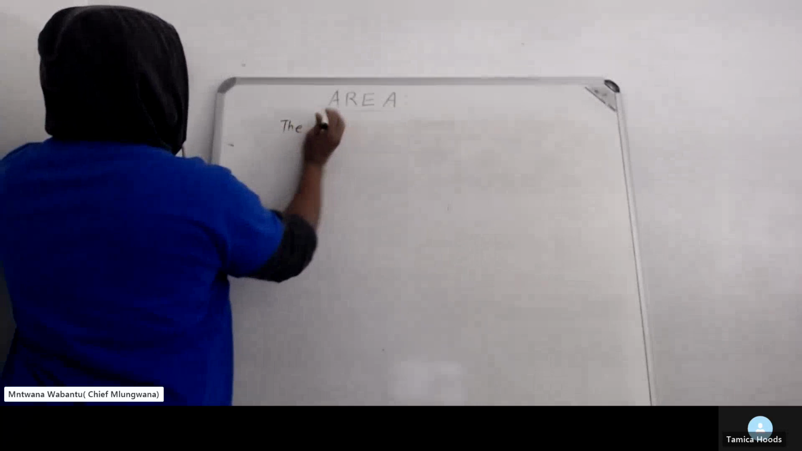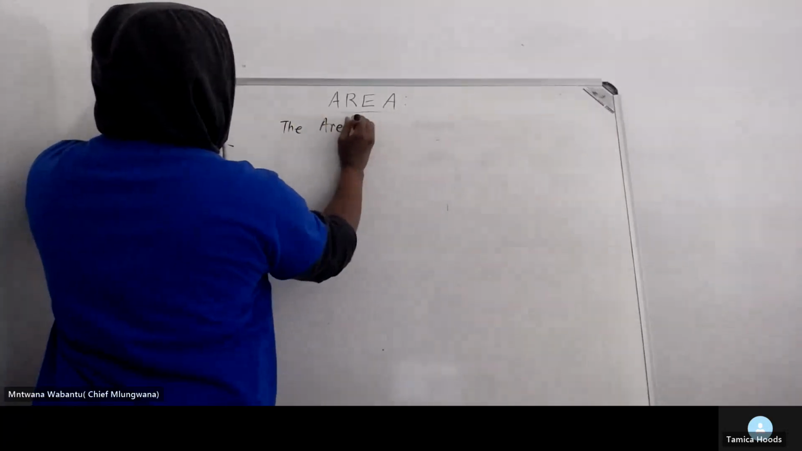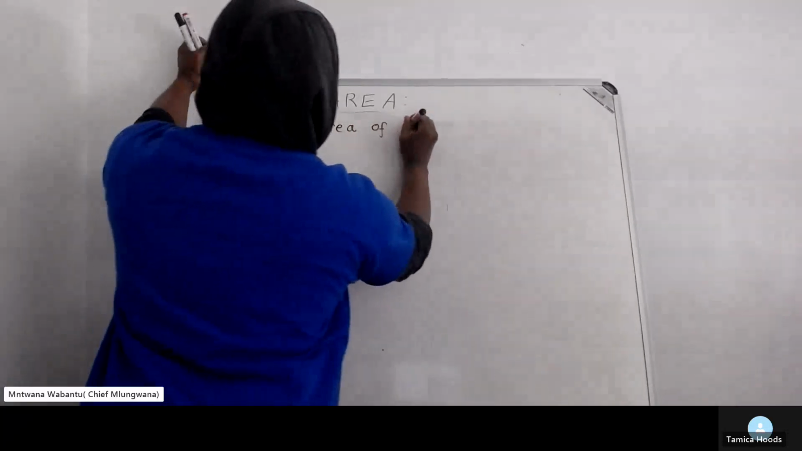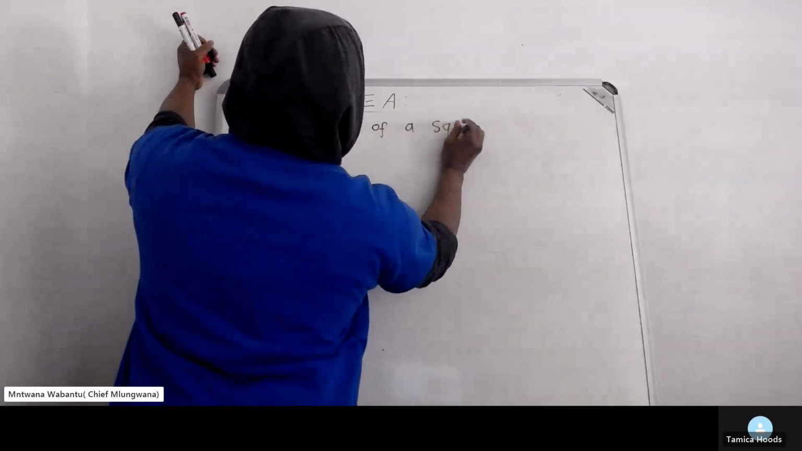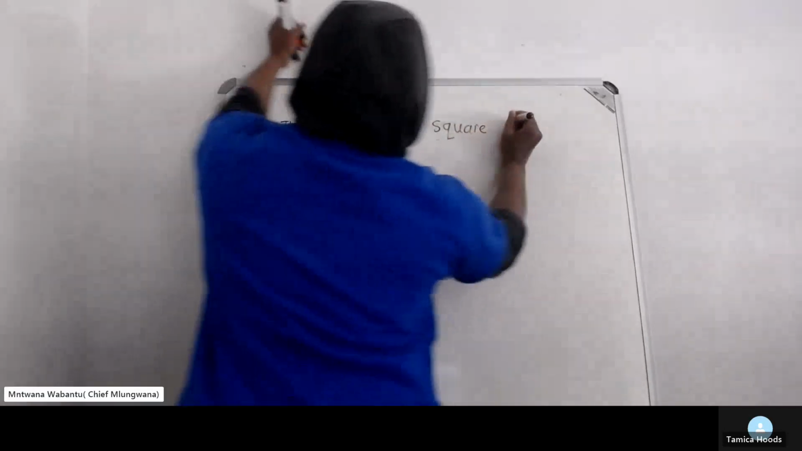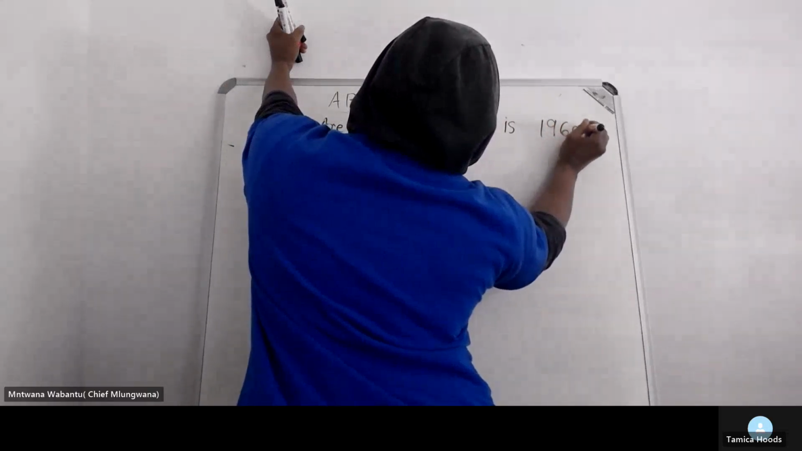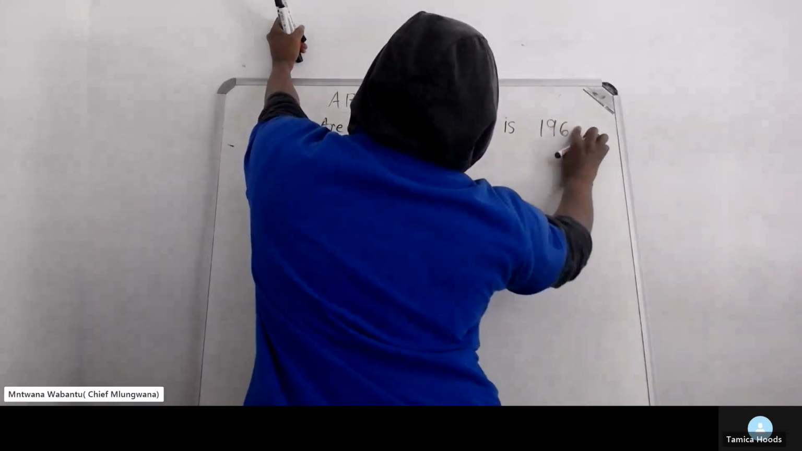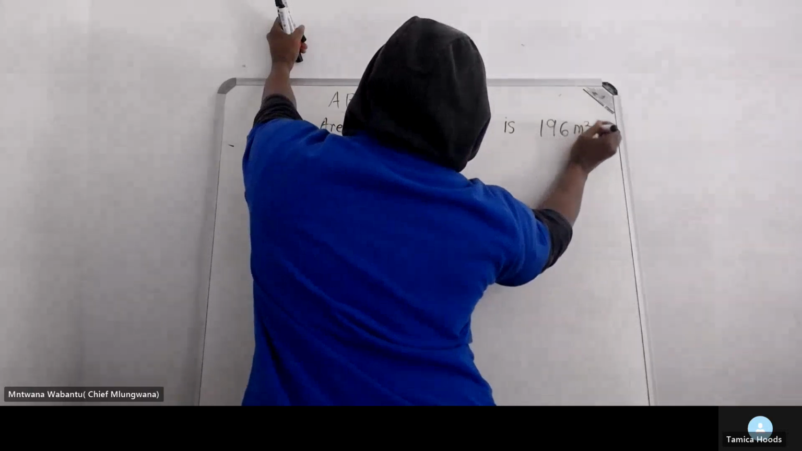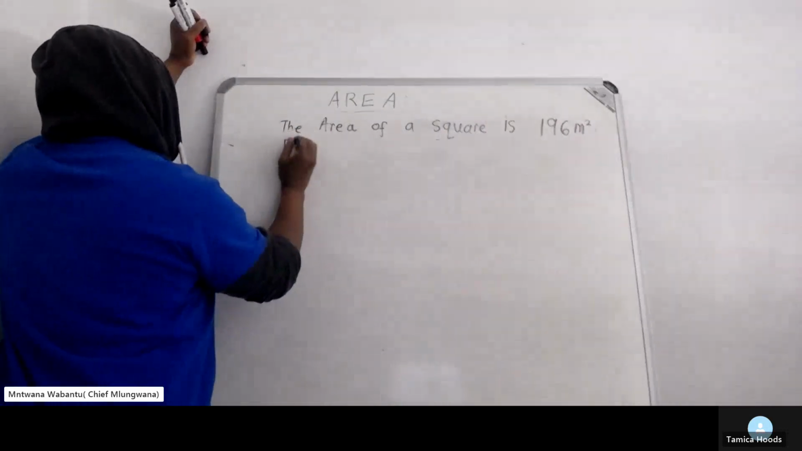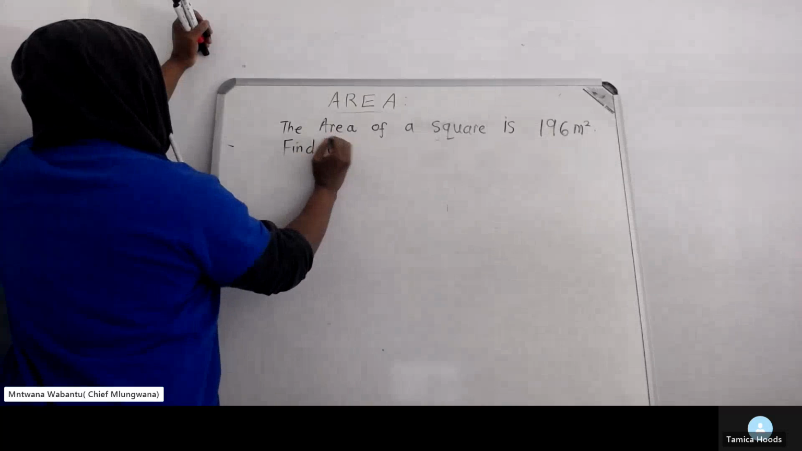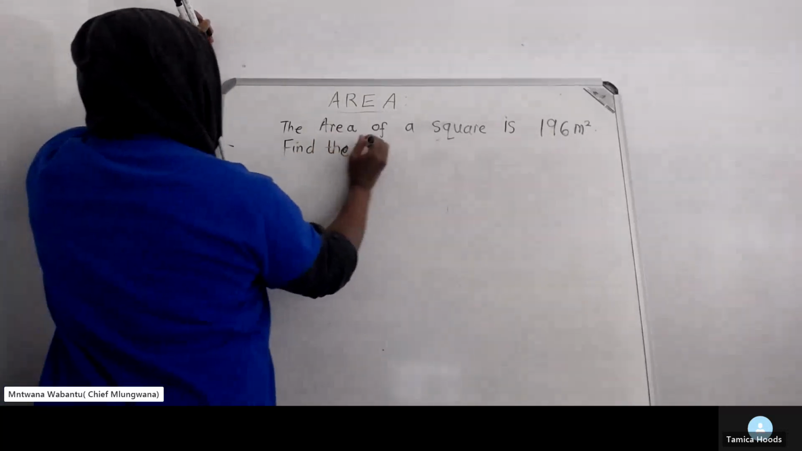Okay, I'm going to do more examples. The area of a square is 196 meters squared. Find the side of that square.